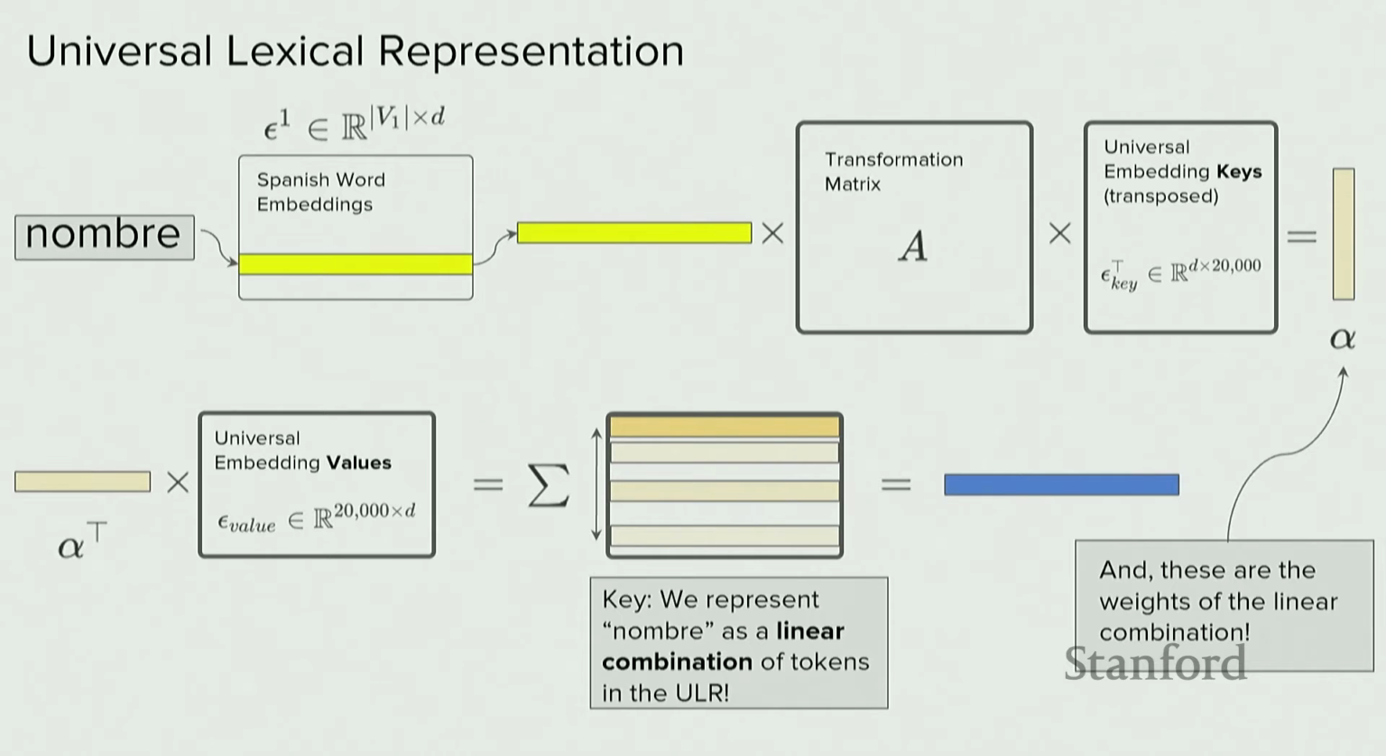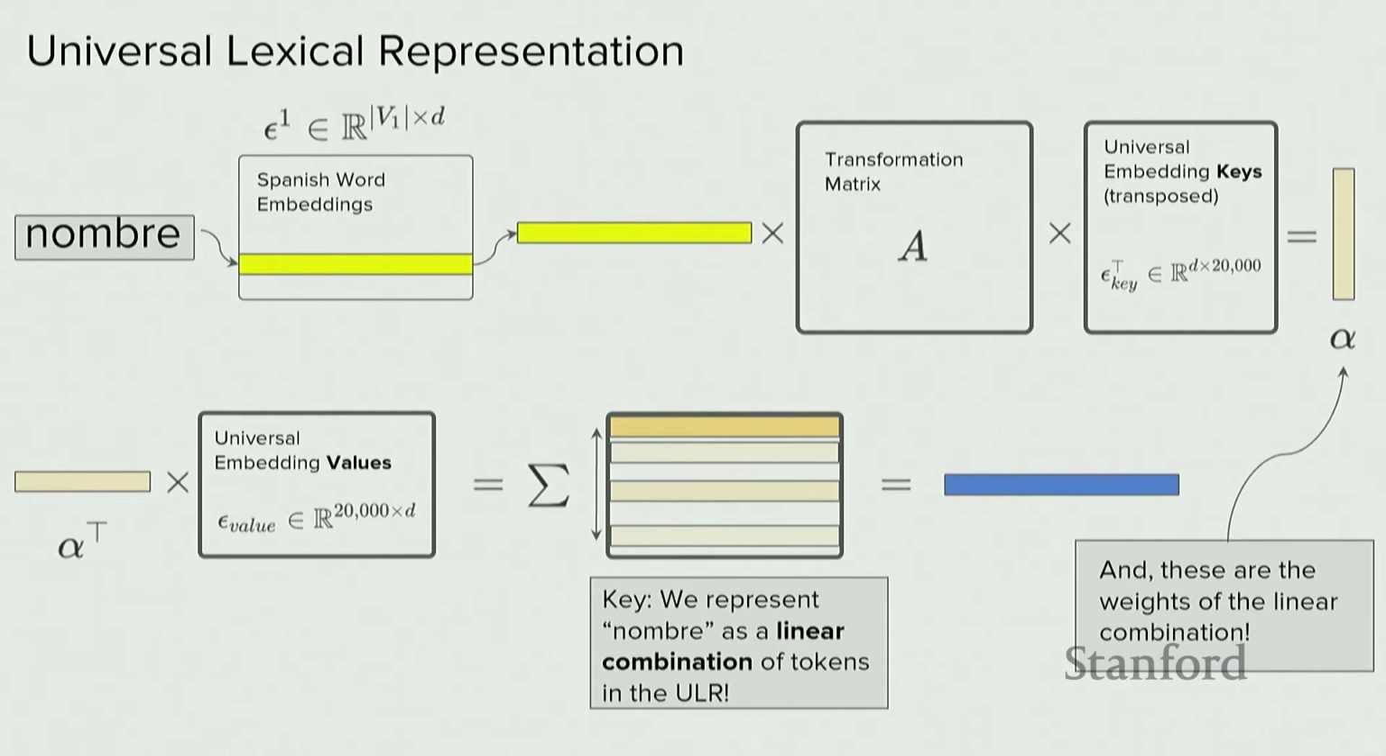Awesome. So how do they actually go about using this? Going back to this example with the word nombre, we look up the Spanish word embedding just like before, except now we pass that Spanish word embedding through a linear transformation, and then we compare it to all of those different keys in the universal word embedding keys, right? That produces a vector that gives us a match value, or how well the Spanish word embedding matched with all the different keys, and we're going to call that vector alpha, right? So each of the keys now has one scalar value telling us how much it matched with the word embedding in Spanish.